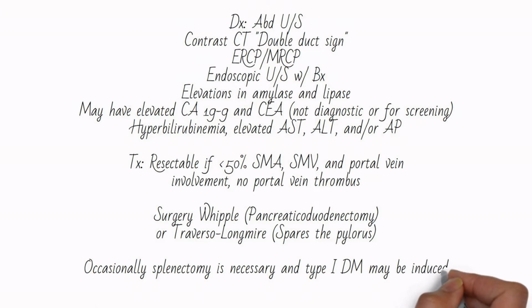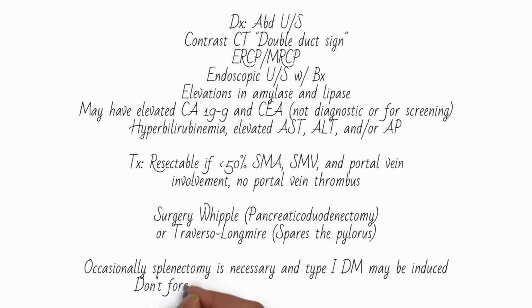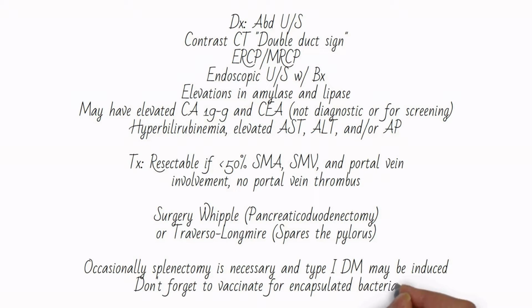Post-splenectomy vaccines for encapsulated bacteria include Haemophilus influenzae, meningococcal, and pneumococcal vaccines. The patient may also develop type 1 diabetes depending on how much pancreatic tissue remains postoperatively. Non-resectable cancers are treatable with chemo, with or without radiation, however prognosis is not good. Biliary obstruction may be relieved with ERCP stenting.